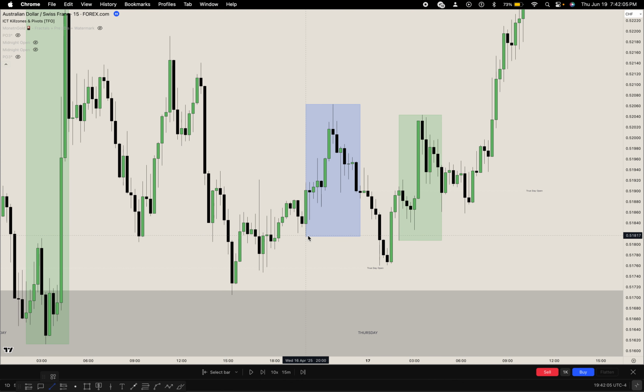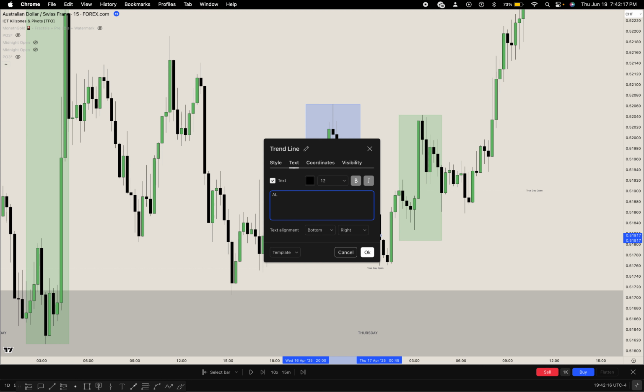What's the first rule of the bullish one shot, one kill, Ron? Price needs to take out what? Asian low. So we're going to mark out Asian low. So Asian low is purged. We're going to take out Asian low. All right, so Asian low is now purged.